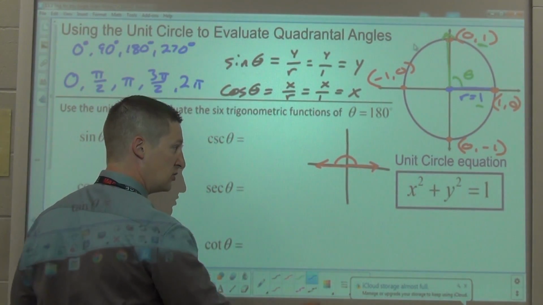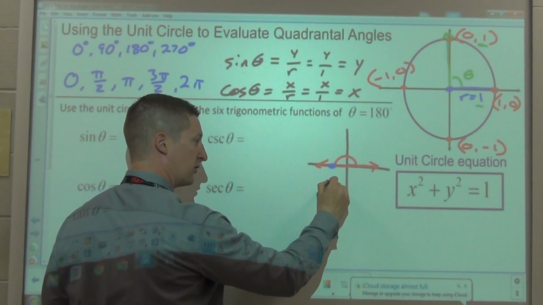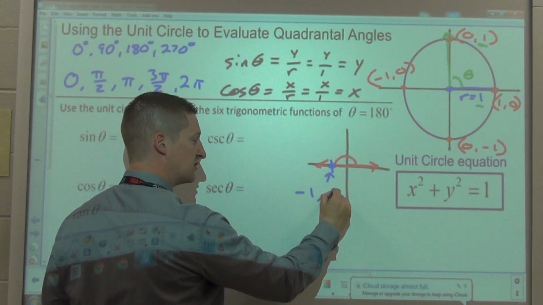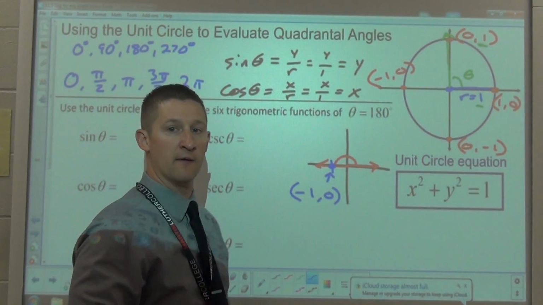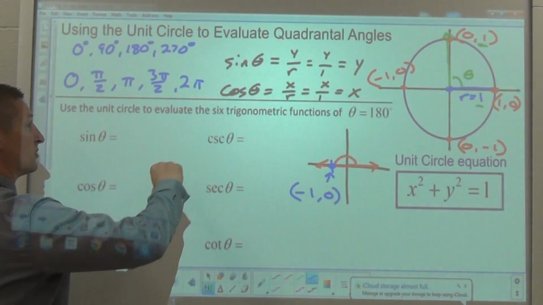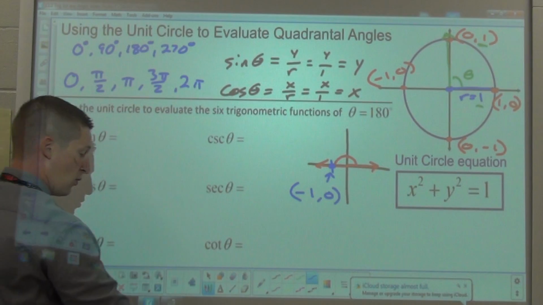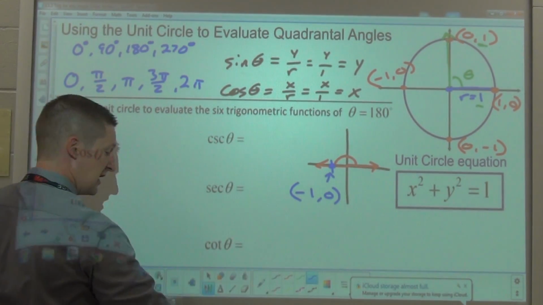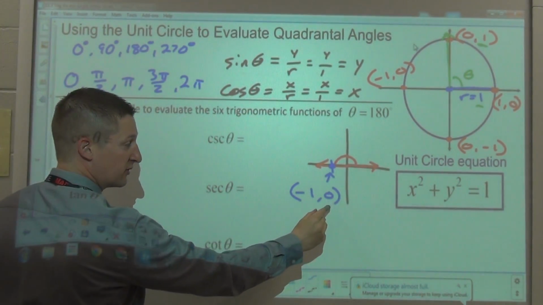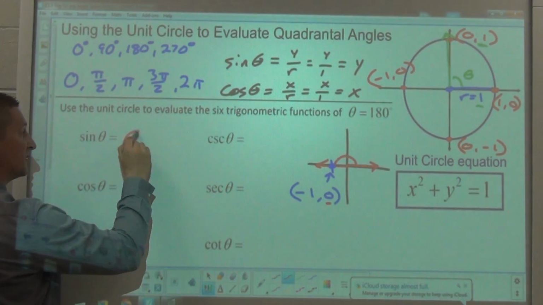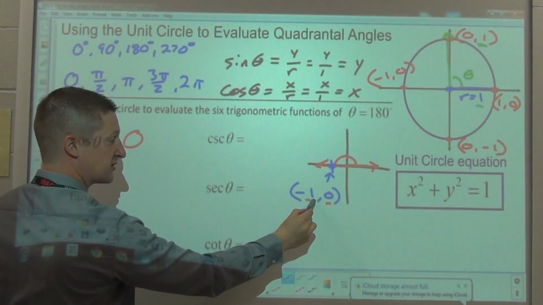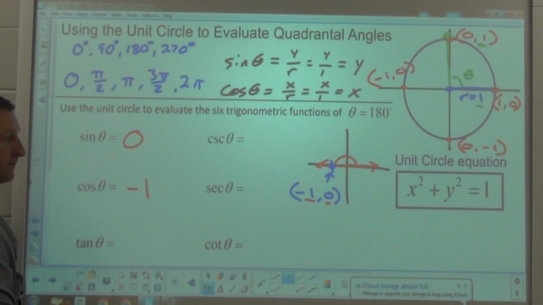Well, which point on the unit circle would that go through? Well, that point would be on a unit circle, (-1, 0). Now remember that since I'm on a unit circle, I can identify sine and cosine as being just y or x. So, as I want to find the sine of 180 degrees, the sine of 180 degrees is equal to the y value of the point through which it passes. Well, the y value happens to be 0. Cosine is equal to the x value of that point, so that's going to be -1.